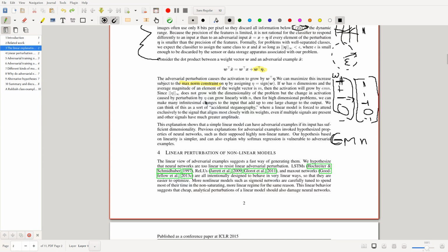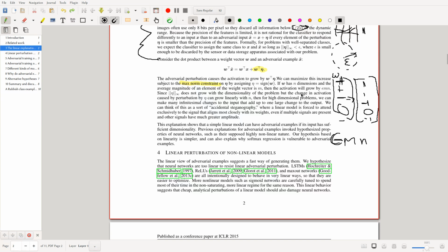But the change in activation caused by the perturbation grows linearly with n. What this means is that as the dimensions grow, this perturbation becomes more and more significant, even though the maximum feature perturbation remains constant, independent of the growth of the feature vector. And this is really cool. It means that it's a natural consequence of high dimensional space that we have adversarial samples which are very close, because very close is kind of what they're saying, right?